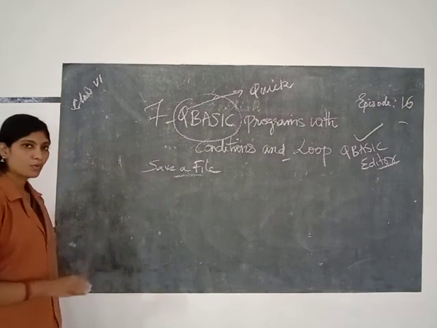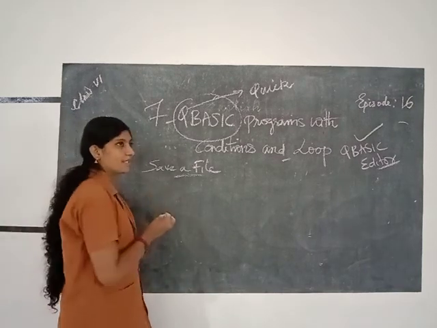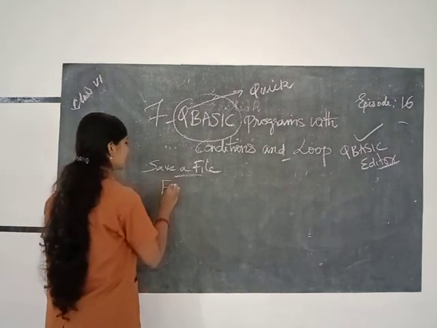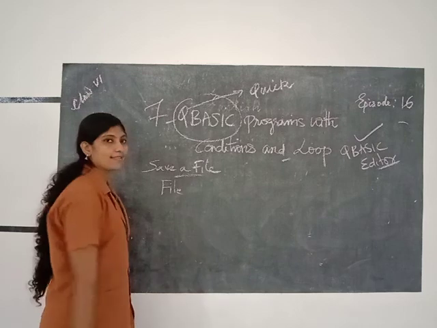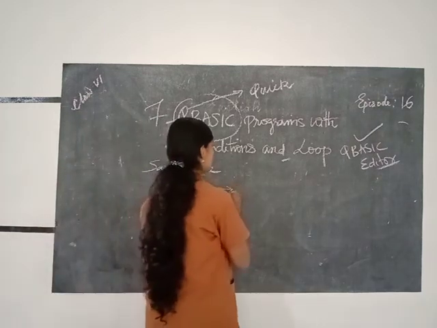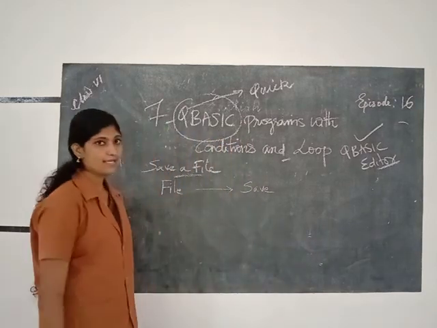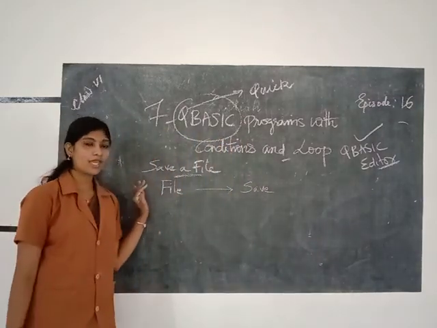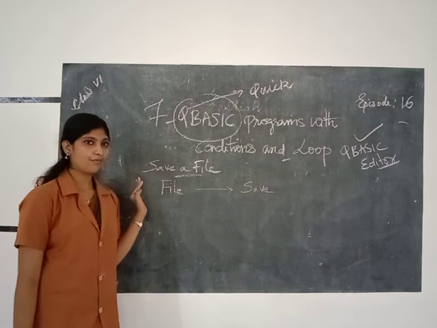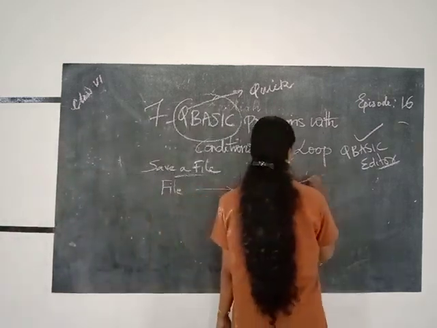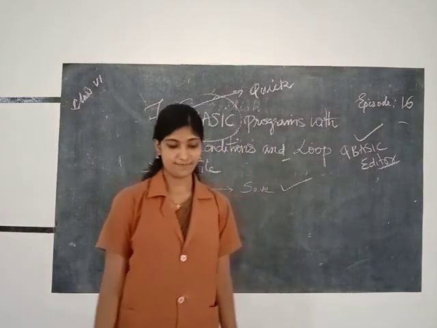Simply, in the Q Basic editor, we know there is an option named File. Just click on that, then Save. File, Save. That is the way to save the editor file. This is one of the commands used in the Q Basic editor.